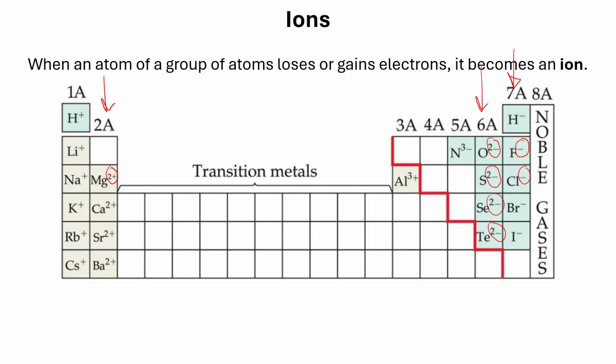Atoms form ions to become more stable. They are stable when they have a full outer shell, like noble gases in group 8A. Group 8A, or noble gases, do not gain or lose electrons because their electron configuration is complete. You will understand this completed electron configuration perfectly when we discuss electron configuration. This is known as the octet rule. So metals lose electrons and non-metals gain electrons in order to become more stable.